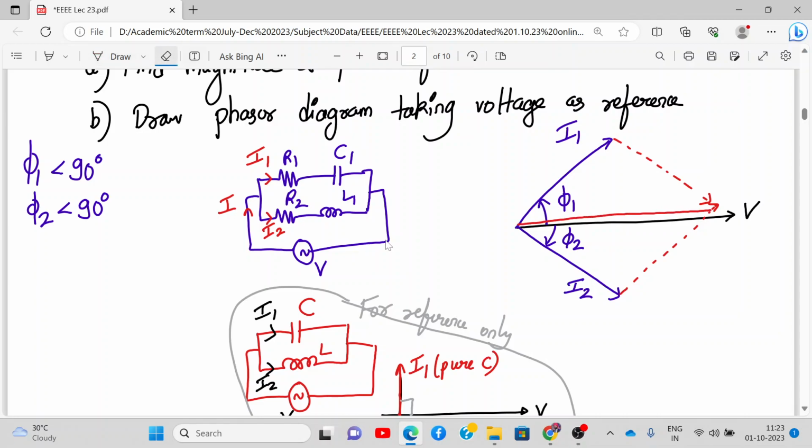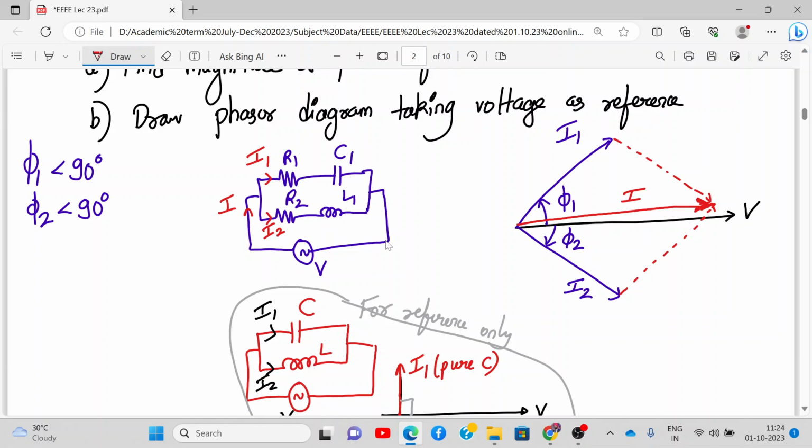You remember the law of parallelograms? I'll draw a parallel line to this and draw a parallel line to this, and whatever is the result, I'll join them together. You have studied this somewhere, right? So this will be I. This current over here will be I, the vector sum of I1 and I2. Got it?